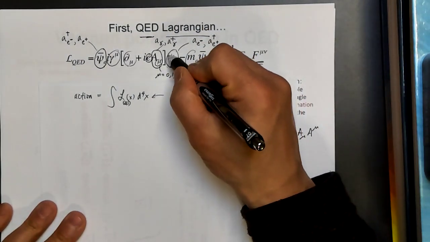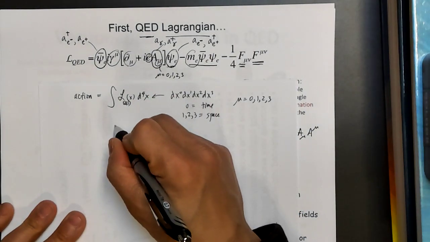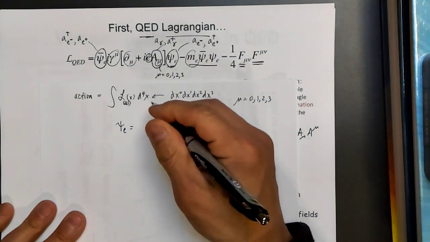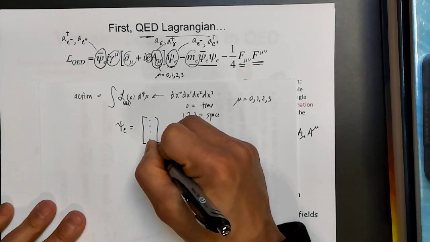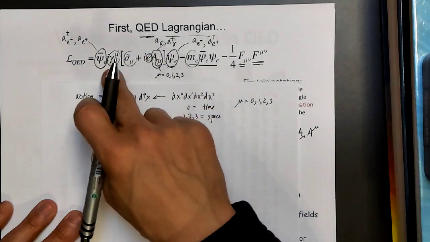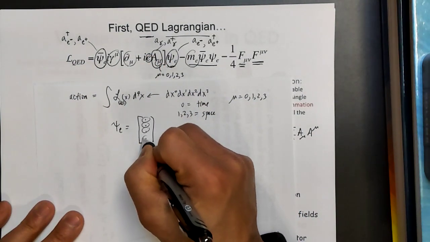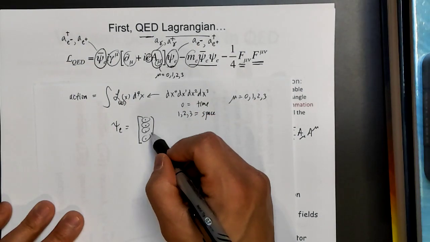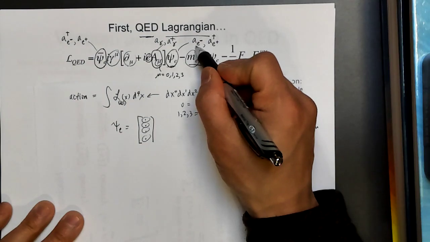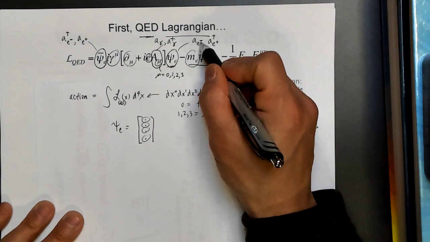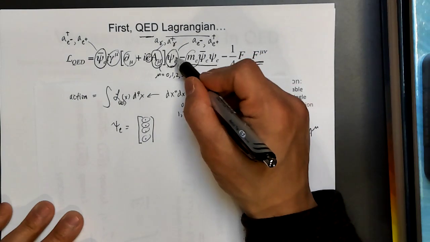So first of all, this psi_e for the electron is the electron quantum field. And so this psi_e is a 4-component column vector. That's implicit in this notation here. And these individual terms in the column vector will involve some linear combination of the annihilation operator for an electron and creation operator for the positron.